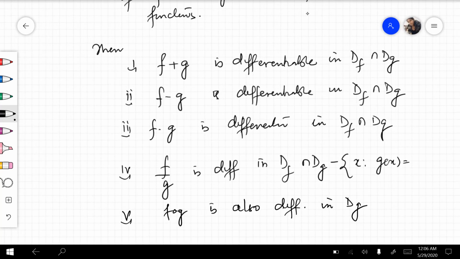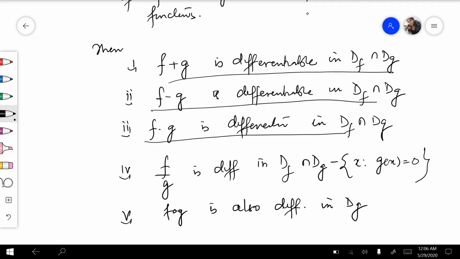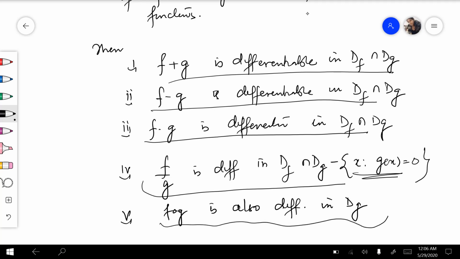So as we have taken f and g are continuous, then f plus g is continuous, f minus g is continuous, f into g is continuous, f upon g is continuous in common domain except those x for which denominator is equal to 0. Composition was also continuous. Similarly, if f and g are differentiable function, then their sum is differentiable in the common domain, difference is differentiable in the common domain, product is differentiable in the common domain, and quotient is differentiable in the common domain, except those points for which gx is equal to 0. Also, the composition of two differentiable functions is differentiable.